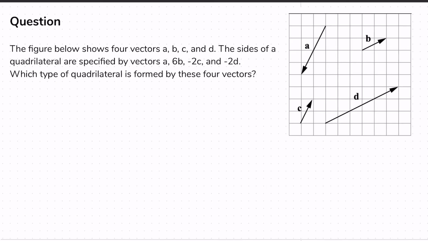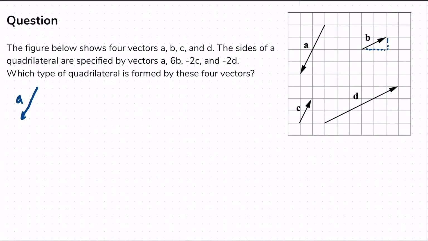In this next question, we're going to do some operations on 3 of the vectors given. So the first vector we keep the same, that's A, and if I'm looking at this correctly, it goes across 2 and down 4. So it goes over to there. That's A, that stays the same. B, 6B, well, normally I would go across 2 and up 1. I multiply each of those by 6, so I'm going across 12 and up 6.